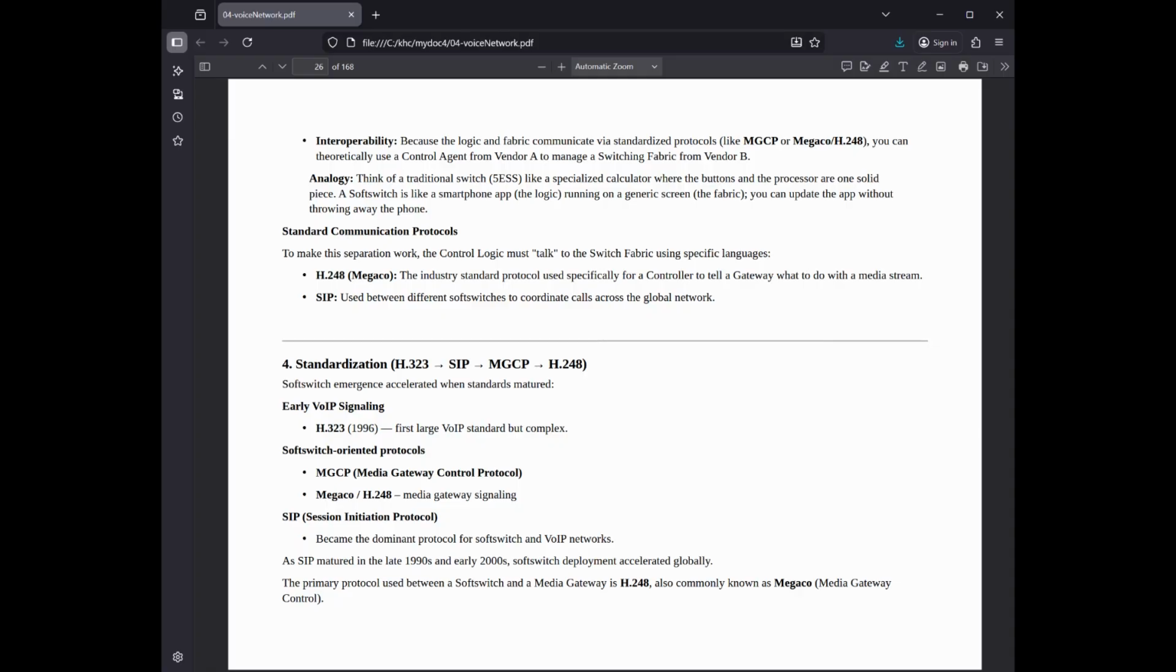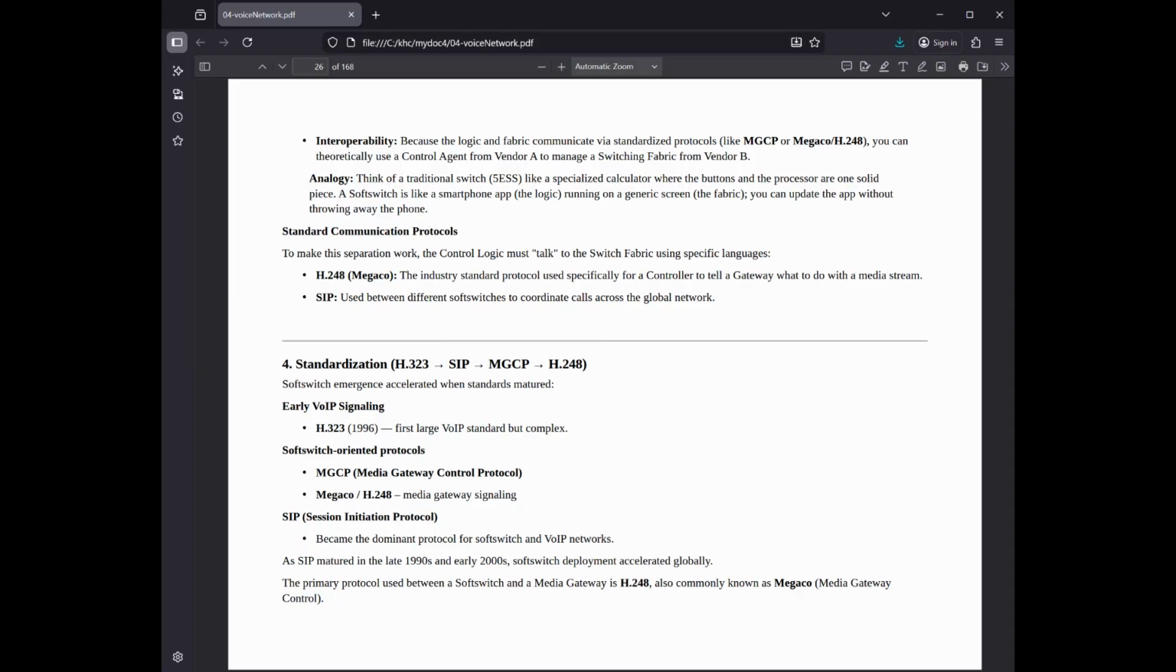For standardization: H.323 → SIP → MGCP → H.248. Softswitch emergence accelerated when standards matured. Early VoIP signaling, H.323, 1996, was the first large VoIP standard but complex. Softswitch-oriented protocols: MGCP, Media Gateway Control Protocol; Megaco/H.248, Media Gateway Signaling; SIP, Session Initiation Protocol, became the dominant protocol for Softswitch and VoIP networks. As SIP matured in the late 1990s and early 2000s, Softswitch deployment accelerated globally.